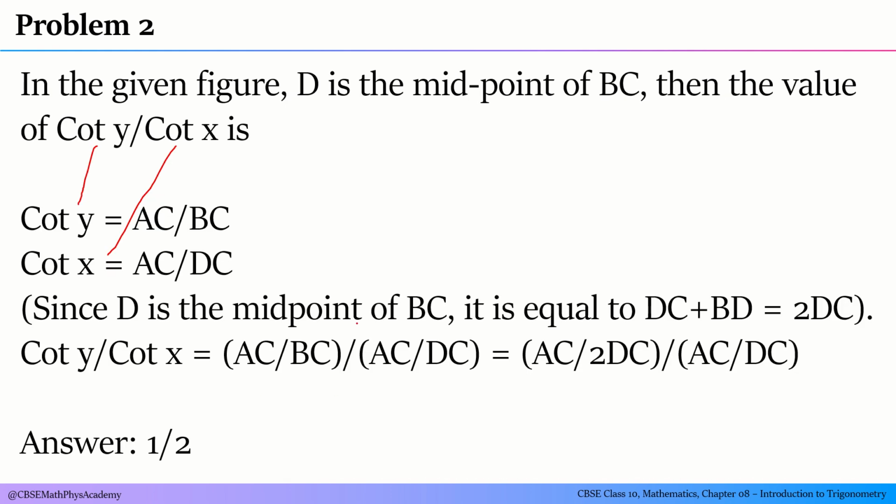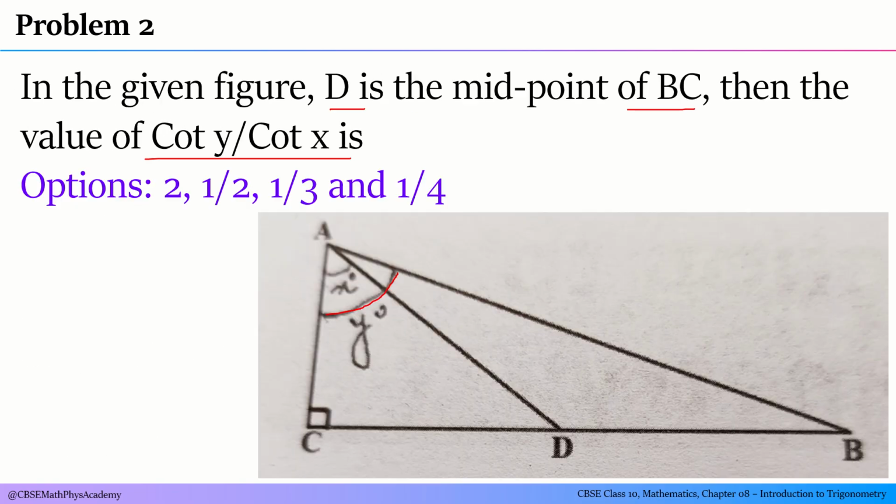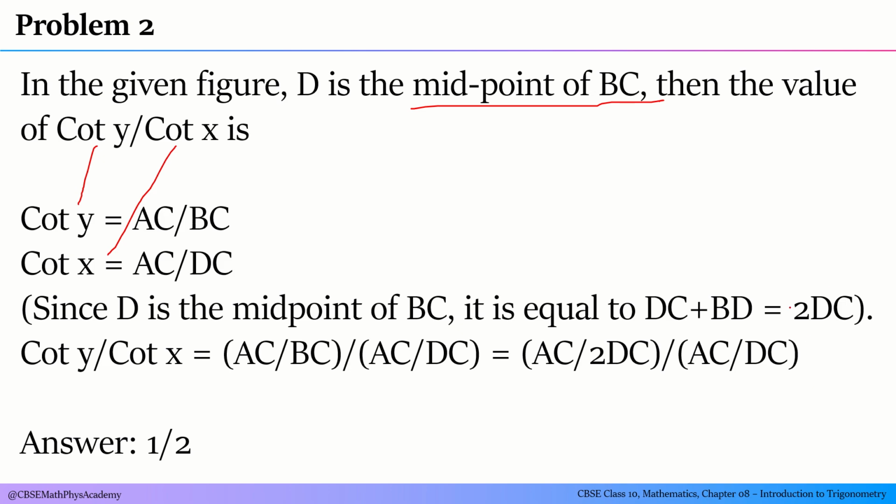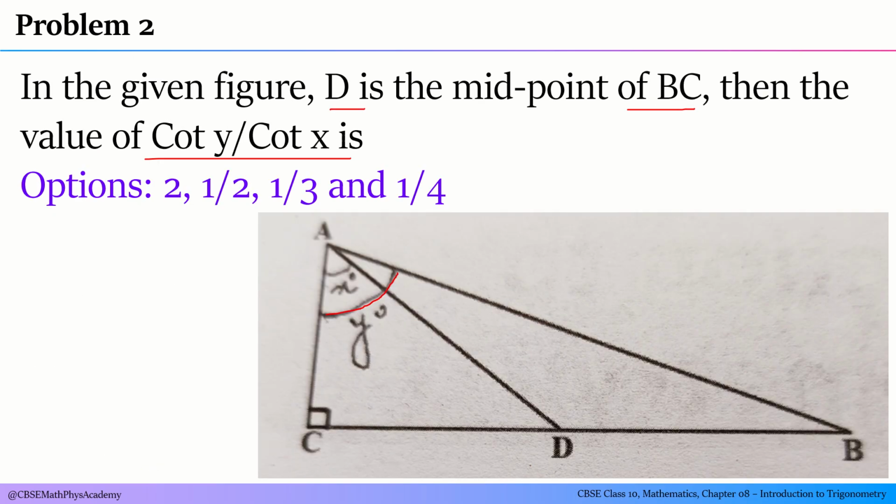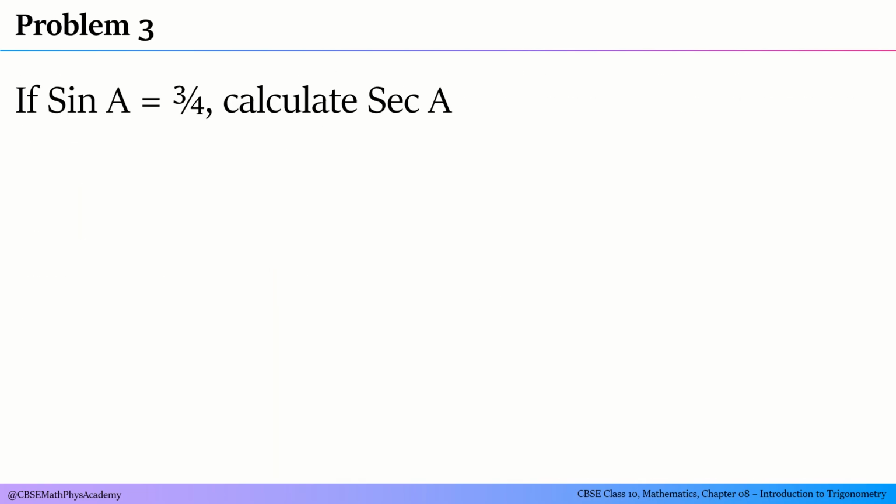Now both have been updated. D is the midpoint of BC, which means D is dividing the line BC into two equal halves. So DC is equal to DB, which also means BC is twice DC. Now I'm going to apply that concept here. Cot y by cot x is equal to AC by BC in the numerator, and AC by DC in the denominator. Since I know BC is twice DC, I substitute that in the equation. Upon simplifying, I get the answer as half, which was the second option.